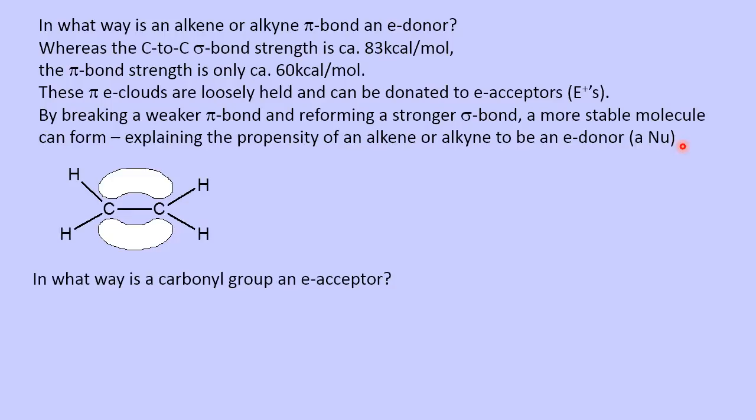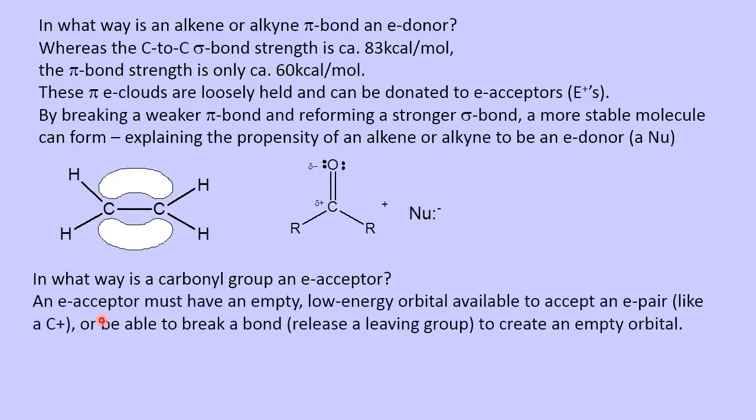In what way is a carbonyl group an electron acceptor? Well, here's a ketone that contains a carbonyl group, and it reacts with a nucleophile. So an electron acceptor in general must have an empty, low-energy orbital available to accept an electron pair. I mean, every atom has empty orbitals that are far from the nucleus, but that orbital must be close to the nucleus to hold the electrons.